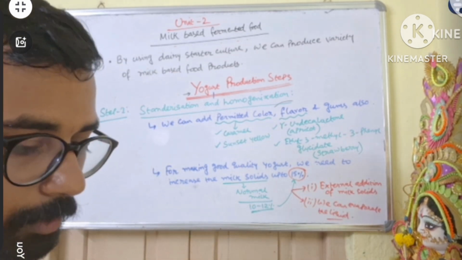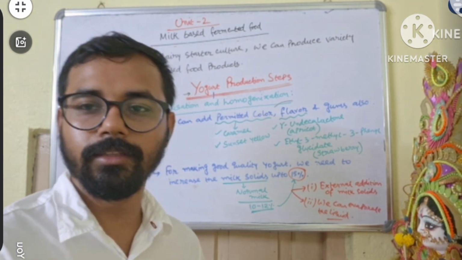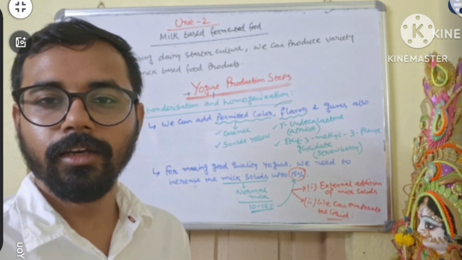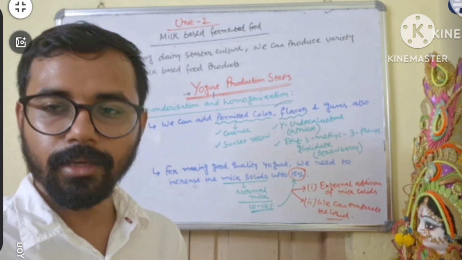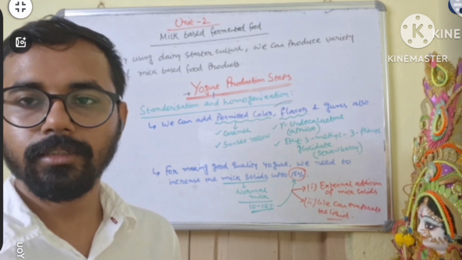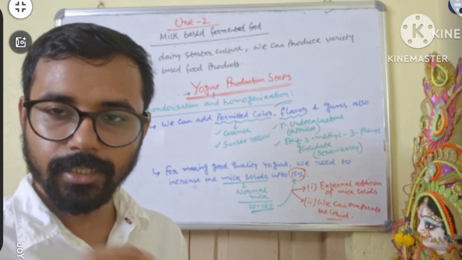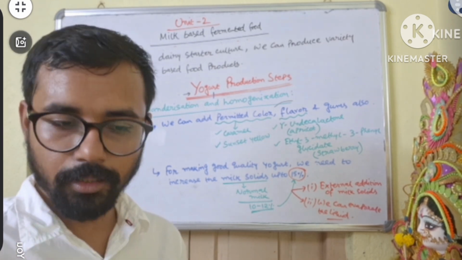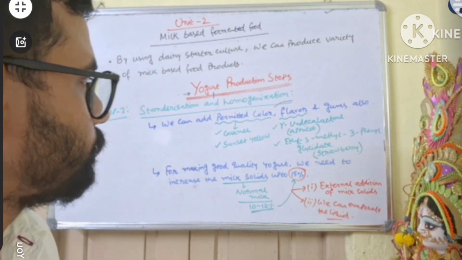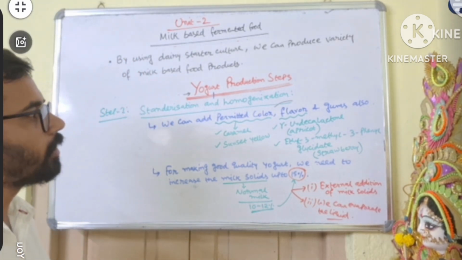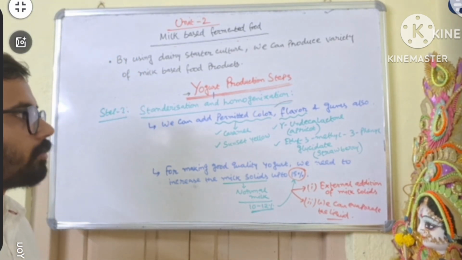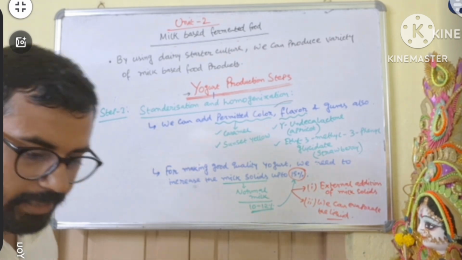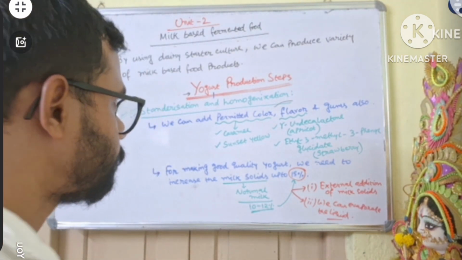So no pure pulp of strawberry is present in any kind of yogurt. We are just using chemical flavor, permitted agents. Yes, these are some permitted agents we can use. That permitted flavor we are going to add to make flavored yogurt. Other than that, we can also use gum.